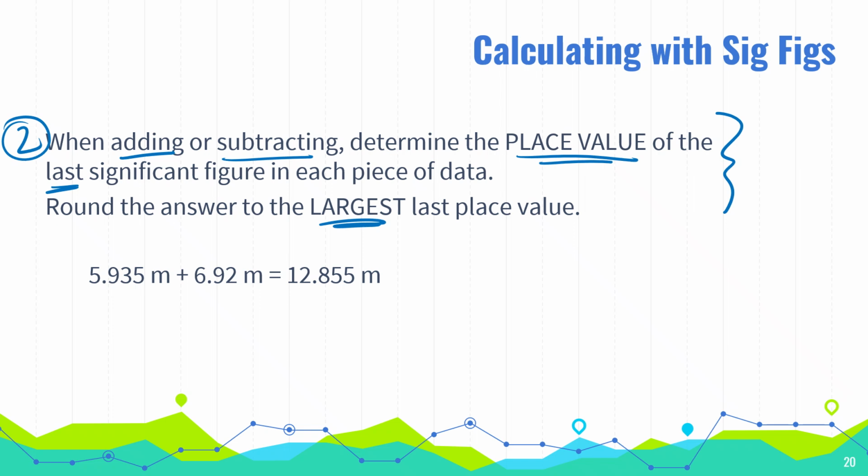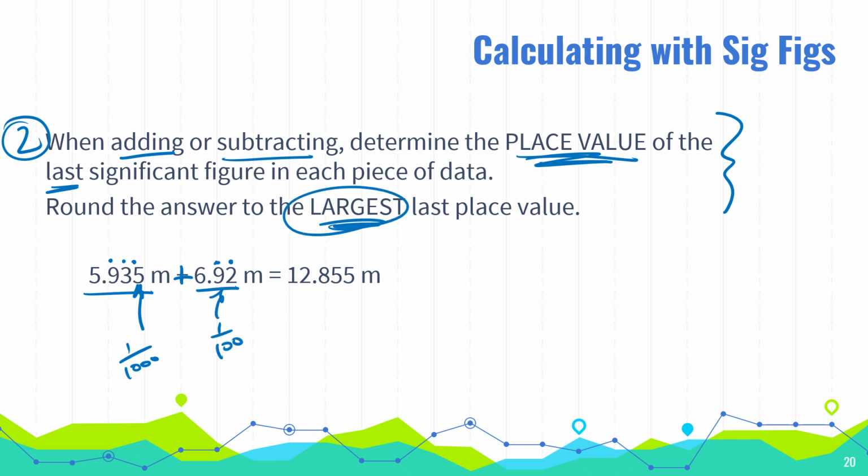What? Let's do one. So here I'm adding, so I'm going to figure out the place value of the last sig fig. This 5 is our last significant figure. It's in the tenths, hundredths, thousandths place. I've got a thousandths place. Let's look at this one. I've got a 2 as my last sig fig. I've got tenths, hundredths. So we've got the hundredths place.